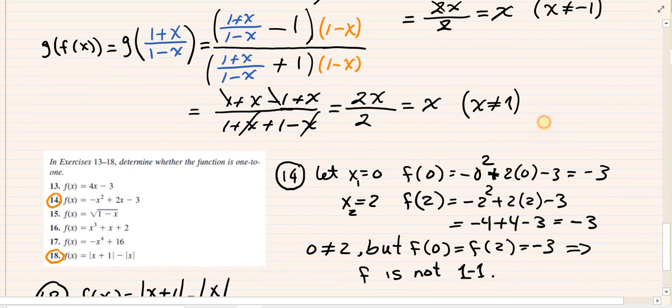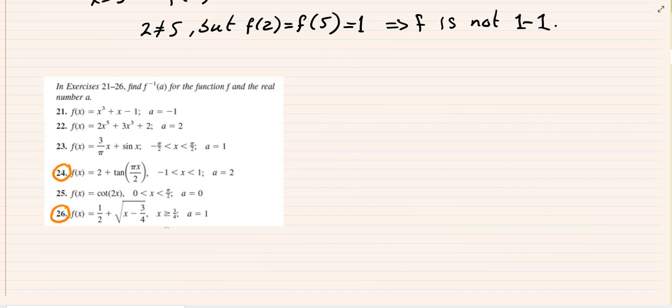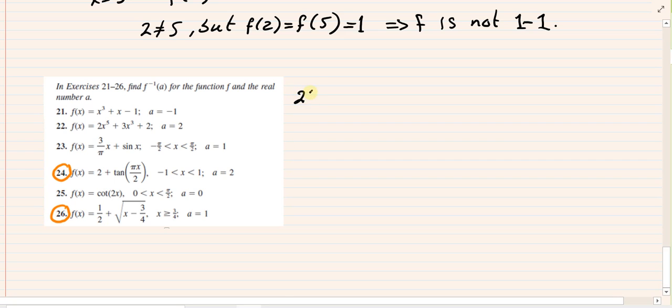Let's take a look at another one. Okay, in exercises 24 and 26, we want to find the inverse function at a point a for the function f and the real number a. So again, we want to find the inverse at 2 here. So number 24. The problem is actually, what is f inverse at 2?